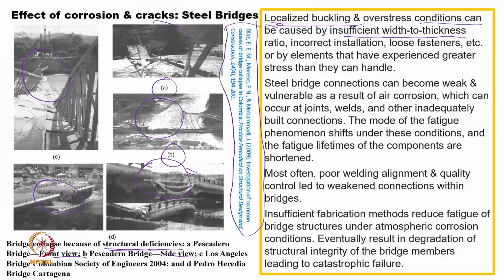So, insufficient width to thickness ratio, sometimes incorrect installation, as I say, the load will increase, there will be misalignment. As I say, loosening of the fastener is one of the major issues, or maybe if there is a rivet, then corrosion or fretting of the rivets will be a major issue. And because of this kind of problem, there will be more stress at certain units compared to other units. There will be kind of unequal distribution of the stresses.